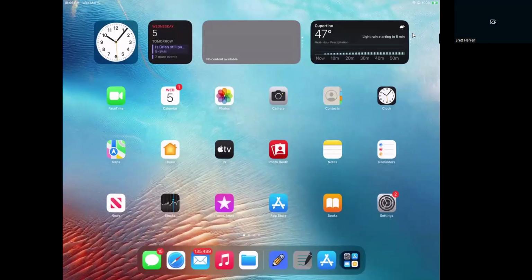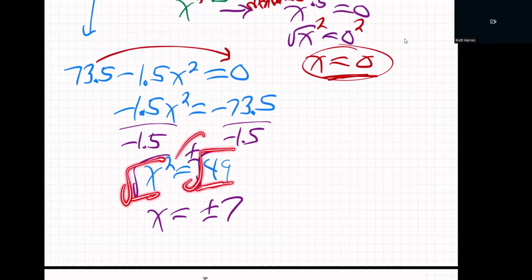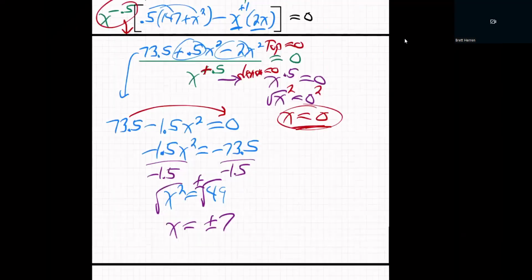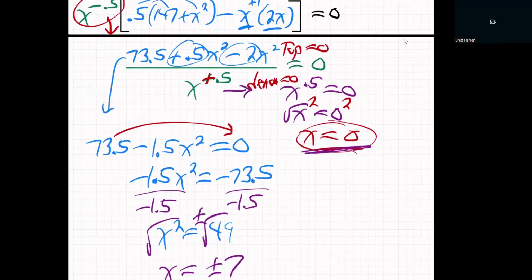That's a beautiful sight. 49, root it. Now don't forget, plus and minus. Whenever you put a root on both sides, my saying is roof on the house, you've got to go up and down the ladder. Plus and minus 7. So, all right, we got some answers there. Through a painful toil, we got plus and minus 7. We got 0.